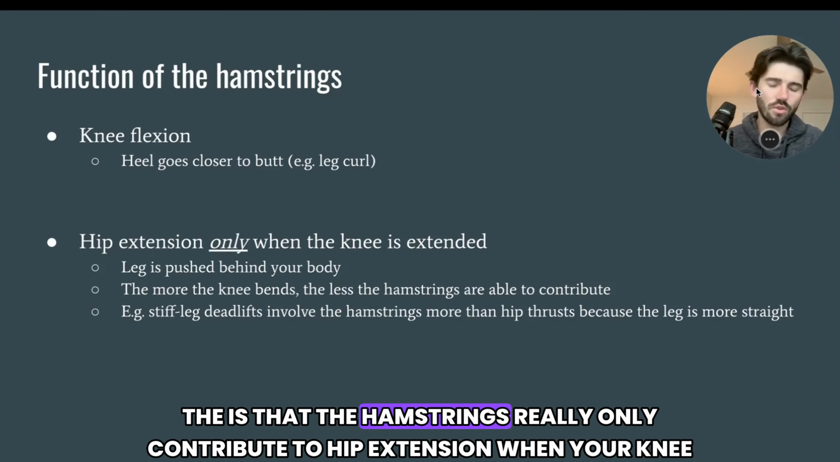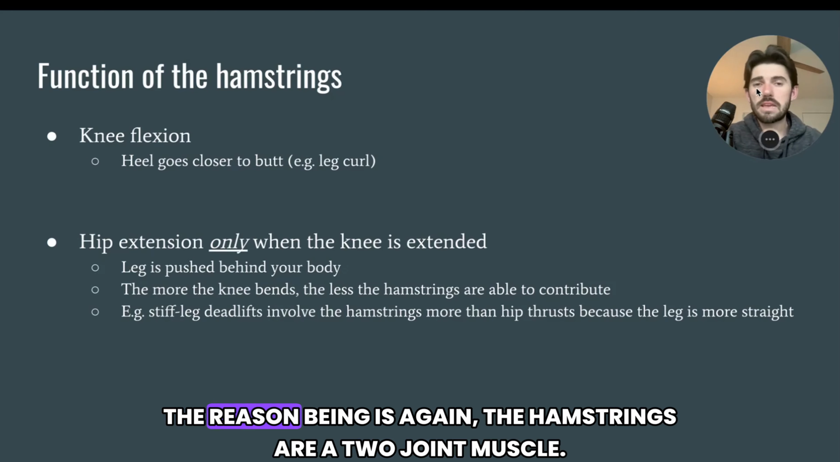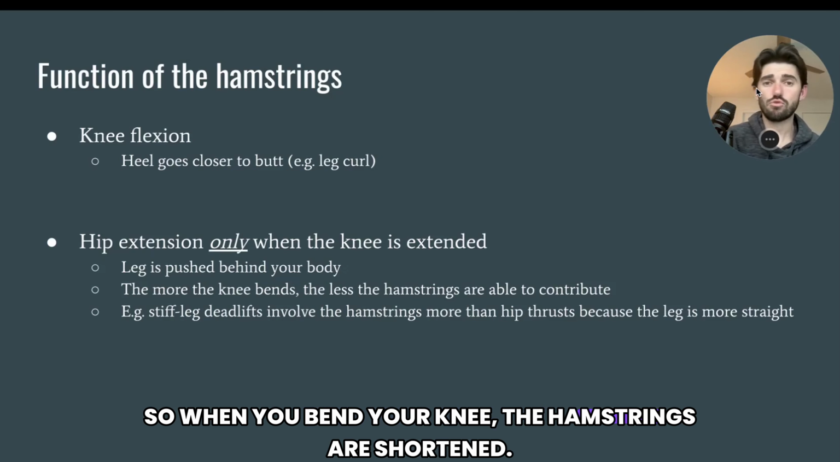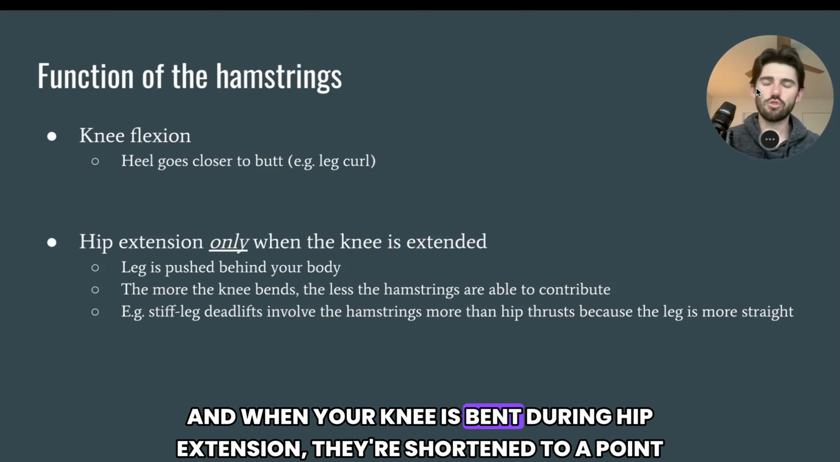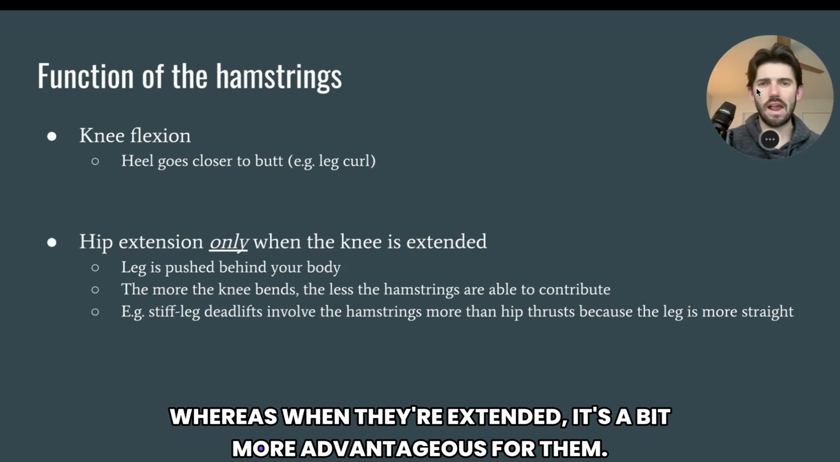Caveat is that the hamstrings really only contribute to hip extension when your knee is more straight, or at least the more straight your knee is, the more the hamstrings will contribute to this movement. The reason being is, again, the hamstrings are a two-joint muscle, so when you bend your knee, the hamstrings are shortened. And when your knee is bent during hip extension, they're shortened to a point where they really aren't in a position where they can meaningfully help the movement, whereas when they're extended, it's a bit more advantageous for them.